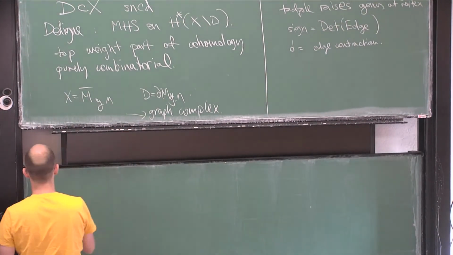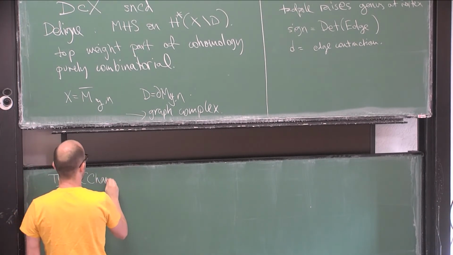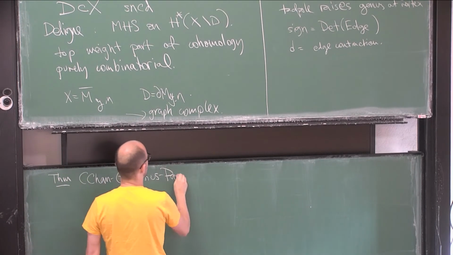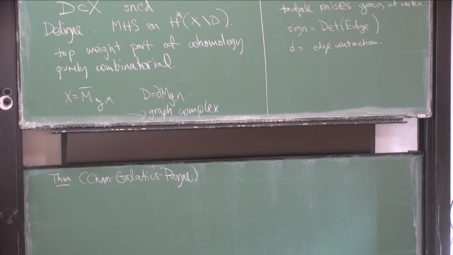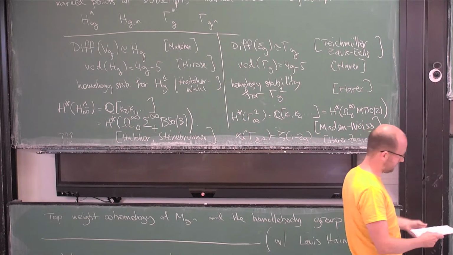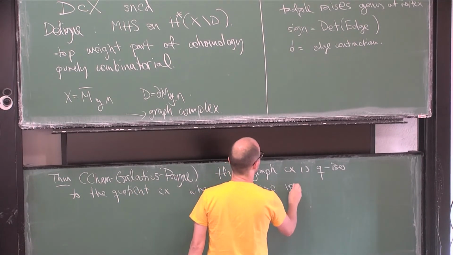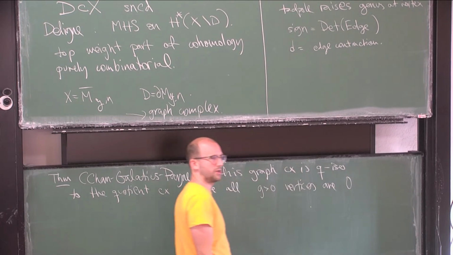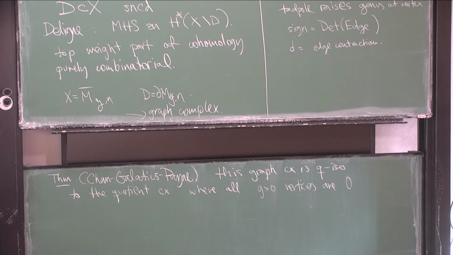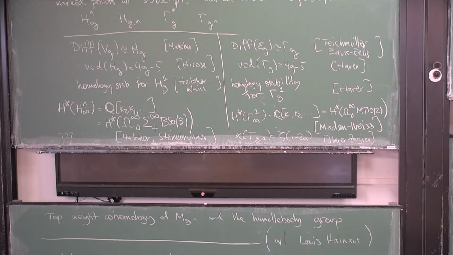Now the key thing that they prove, which makes everything work, although it's not how they state it, is that this graph complex is quasi-isomorphic to a quotient complex where, whenever you have a graph that has a vertex with a genus bigger than 0, you set that to 0 in the complex.